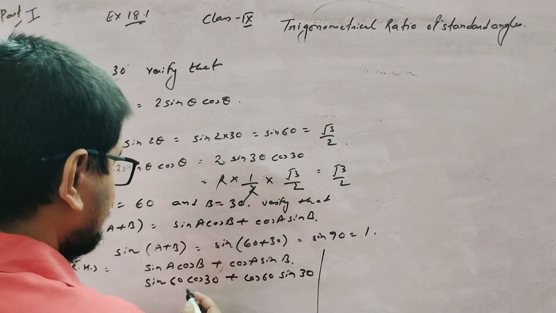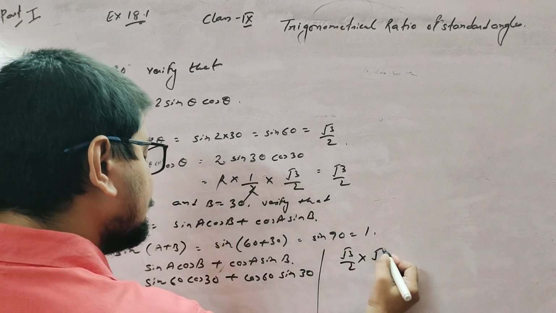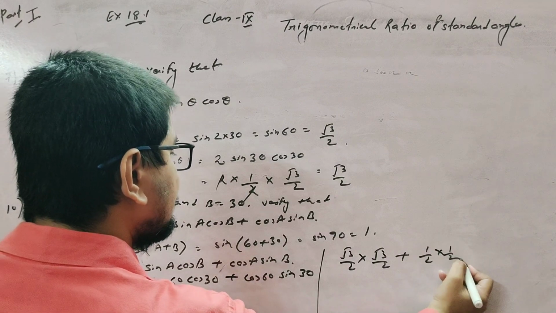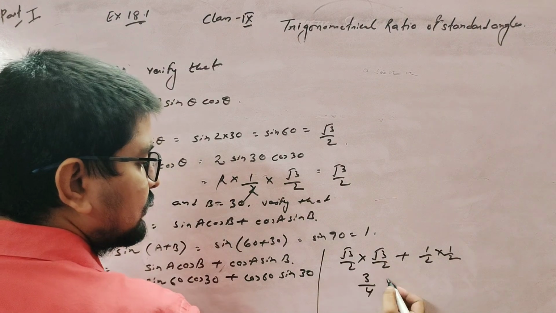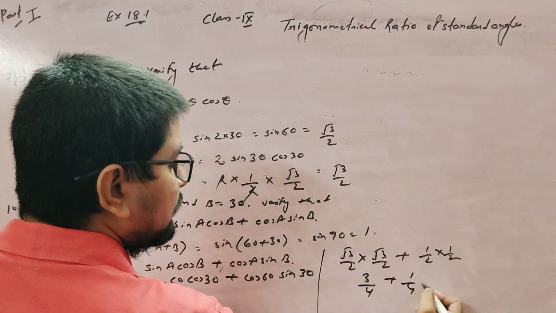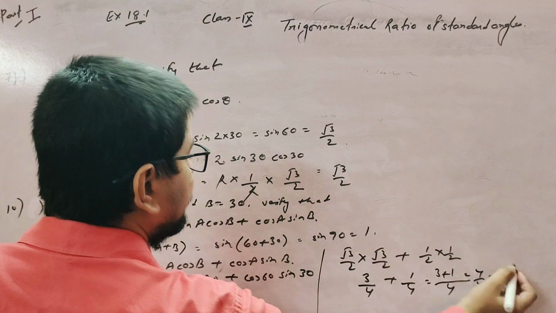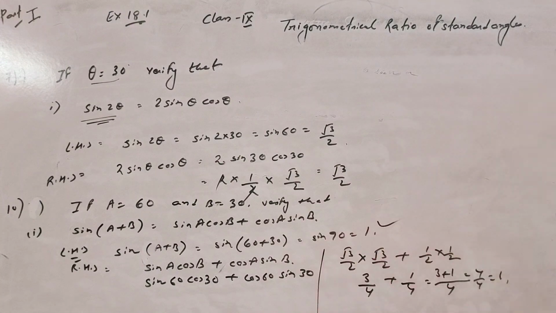Okay, so sin 60 is root 3 by 2 and cos 30 is root 3 by 2. Cos 60 is 1 by 2 and sin 30 is 1 by 2. So root 3 times root 3 is 3, 2 times 2 is 4, 1 times 1 is 1, 2 times 2 is 4. So taking LCM 4, that is 3 plus 1, 4 by 4 equals 1. So you see that LHS is also 1 and RHS is also 1. So LHS equals RHS, proved.